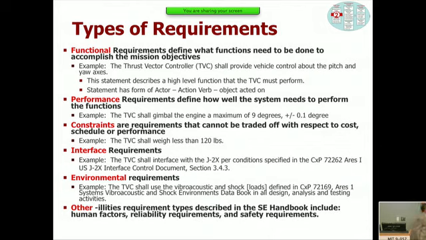They're listed here as other, and I think it's really important to say that just because they're listed here doesn't mean they're less important. These are often neglected, unfortunately, and it really can hurt you in the long term. So pay attention to those human factors, reliability, and safety requirements. So, six types of requirements.